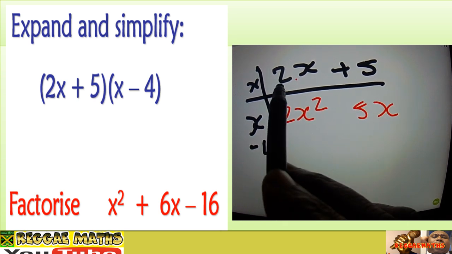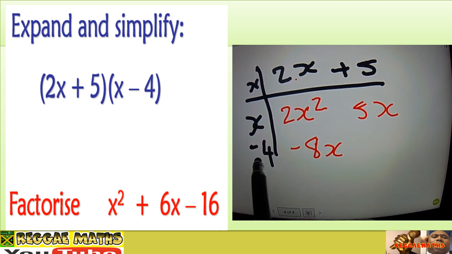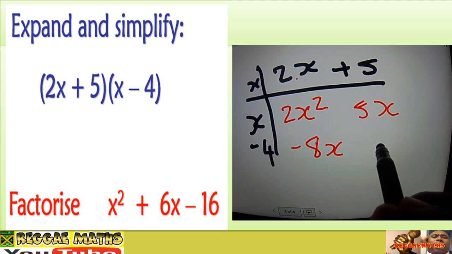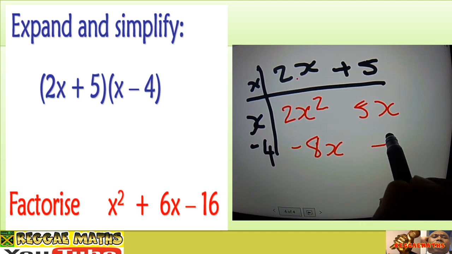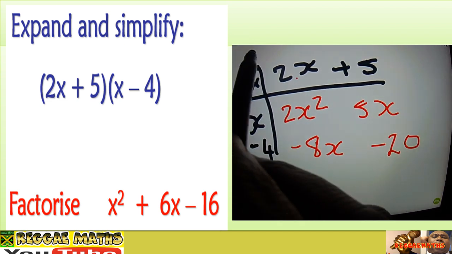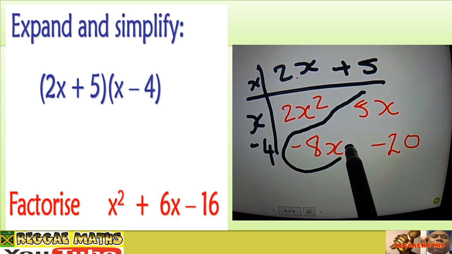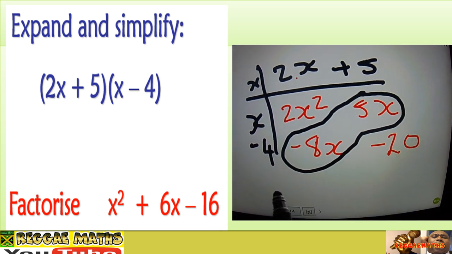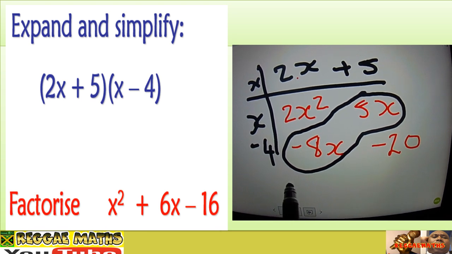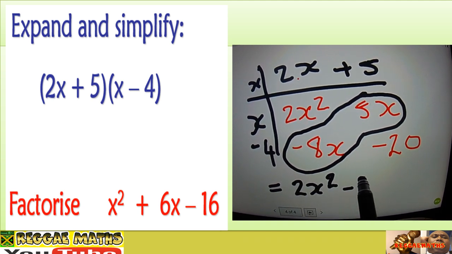Minus 4 times 2x is minus 8x. Minus 4 times 5 is minus 20. So collect like terms. The answer equals 2x squared minus 3x minus 20.